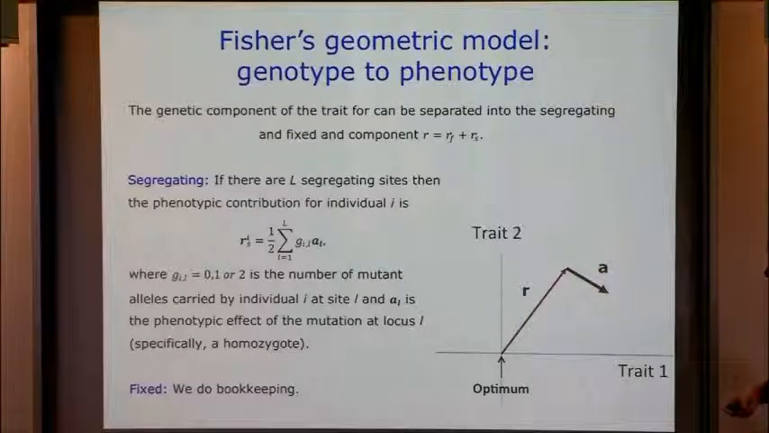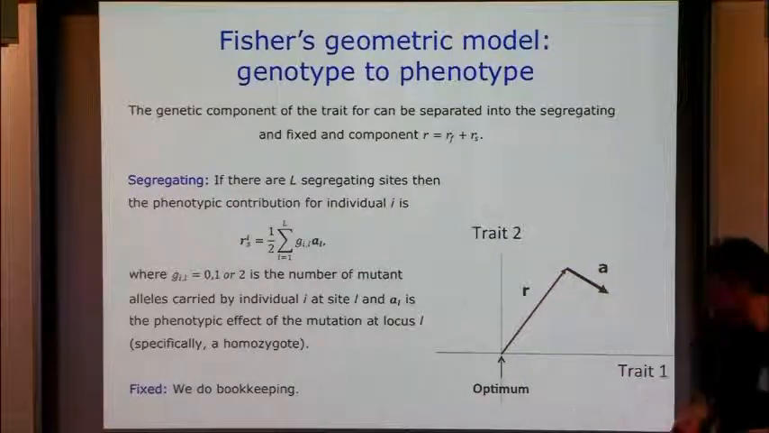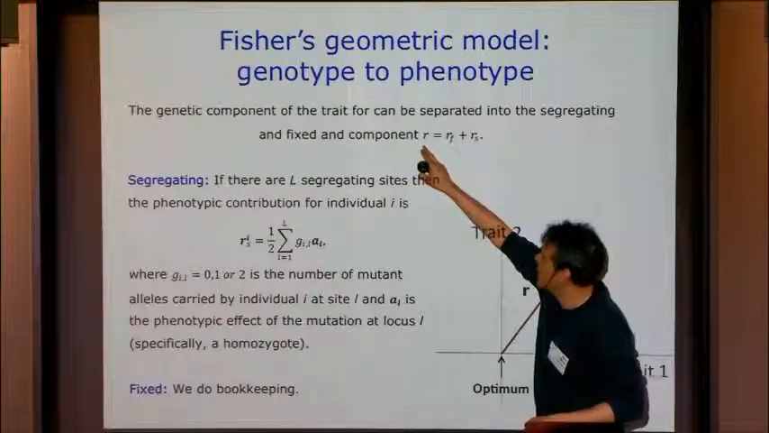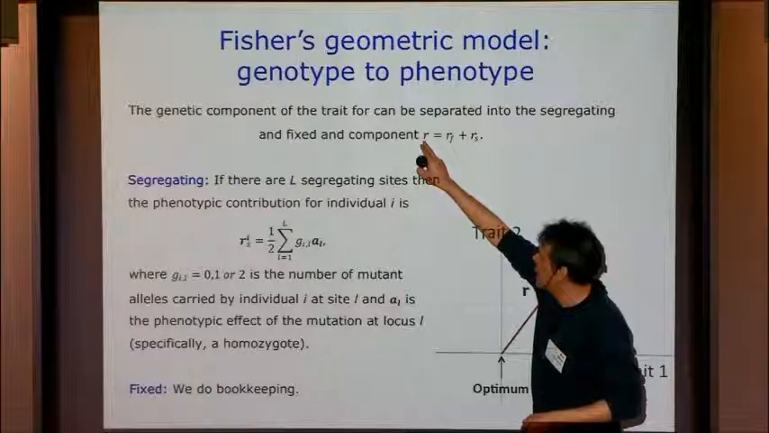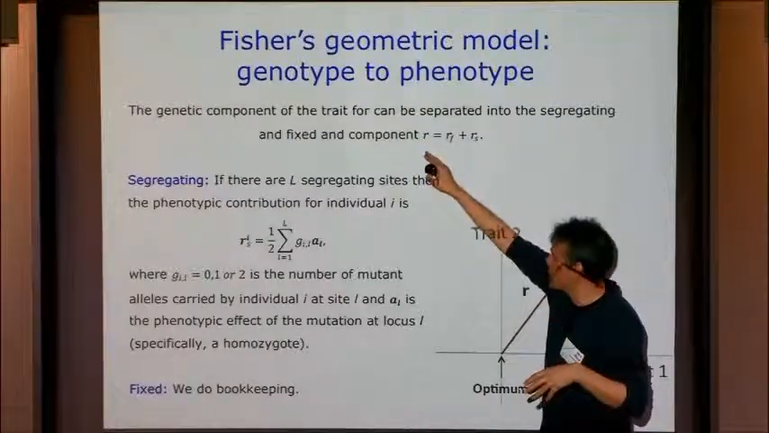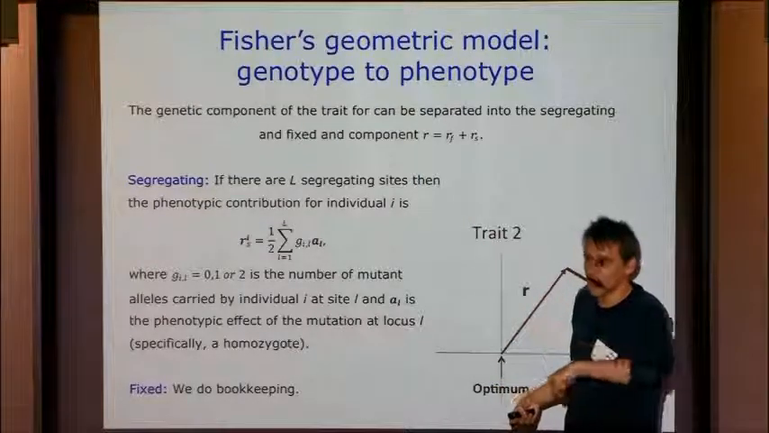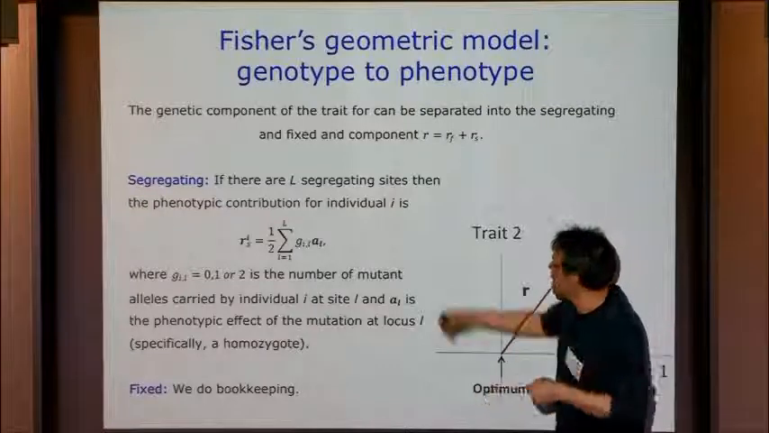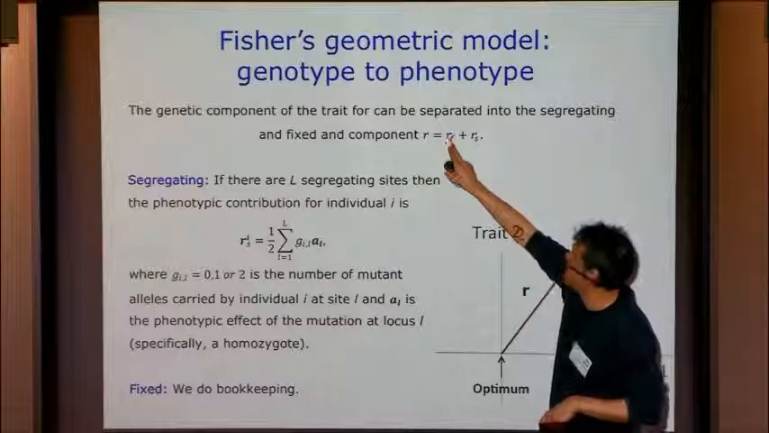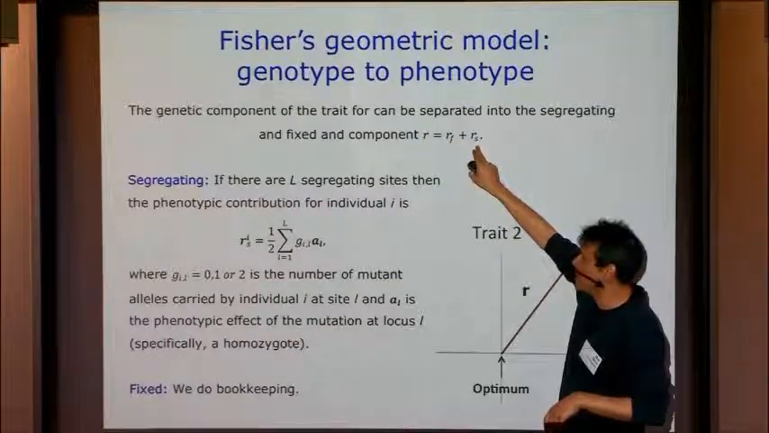Let me tell you how the genotype is related to the phenotype in this model. I should note as an aside that the reason we don't have the environmental contribution is that it could be swallowed into the selection parameter. So you have an individual's phenotype, and you can break it up into the contribution of fixed sites and the contribution of segregating sites.